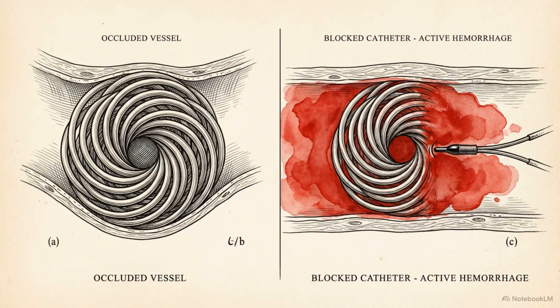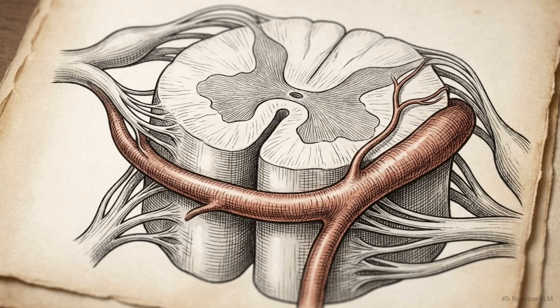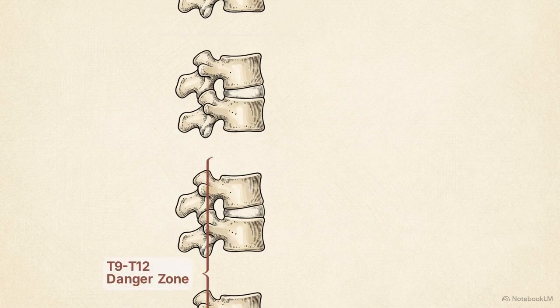hemorrhages again. While occluding the target is necessary, the primary risk of the procedure is accidental spinal cord infarction. This catastrophic complication is caused by embolizing the anterior radiculomedullary artery, also known as the artery of Adamkiewicz. This vessel provides the main blood supply to the anterior spinal cord, and most commonly branches from a left-sided posterior intercostal artery. Its origin point is typically lower than the bronchial target, situated between the T9 and T12 vertebral levels.